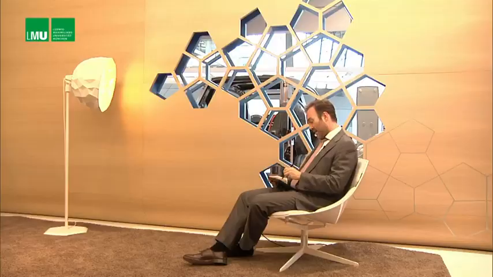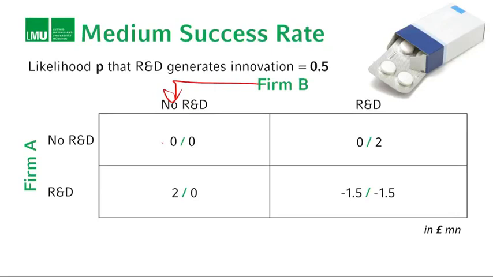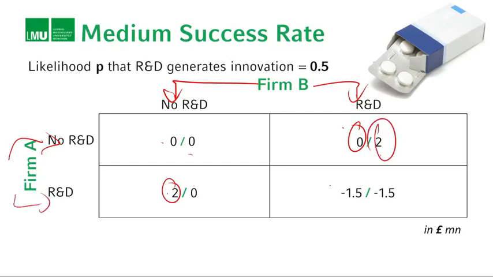Okay, so was that tough? Let's have a look. If firm B does not do R&D, then firm A can choose between 0 and 2, so they would do R&D. If firm B does R&D, then firm A chooses between minus 1.5 and 0, so they would be better off not doing R&D. If firm A does not do R&D, then firm B can choose between 0 here or 2 here, so they would prefer to do R&D, and if firm A does do R&D, then firm B is better off not doing it, right? Because it's better getting 0 than losing 1.5 million.